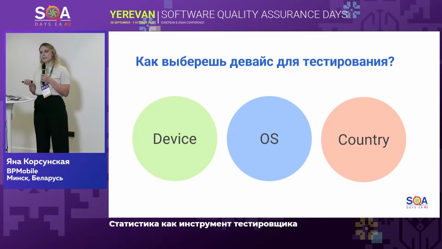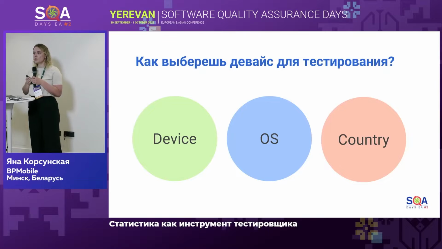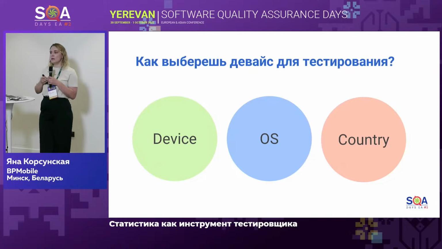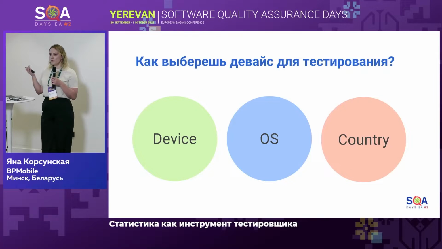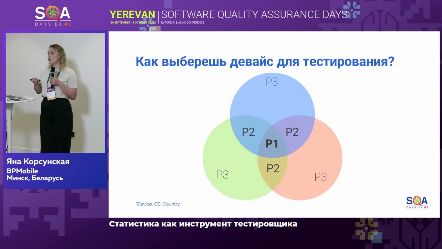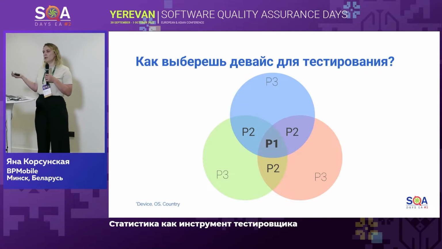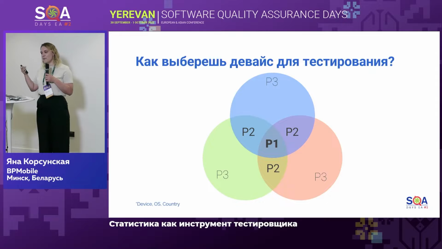Overall, when we ask questions about the testing devices or the browsers, we see the following scheme. We select certain parameters, for example, device, the operating system version, and the region, in order to learn where the audience lies, which part of the world has a big audience. We mix these parameters and come up with a prioritization. This is the right approach.